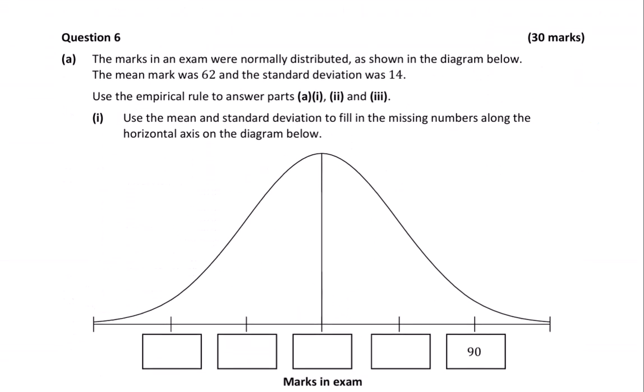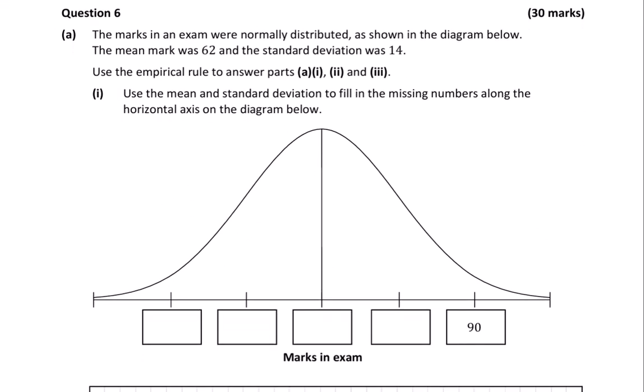Okay, next question, question 6. The marks in an exam were normally distributed as shown in the diagram below. The mean mark was 62 and the standard deviation was 14. Use the empirical rule to answer A1, A2 and A3. Use the mean and the standard deviation to fill in the missing numbers along the horizontal axis on the diagram below.